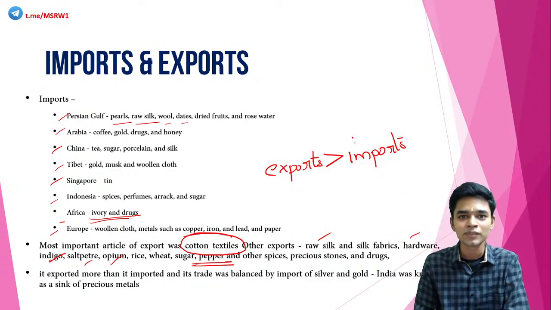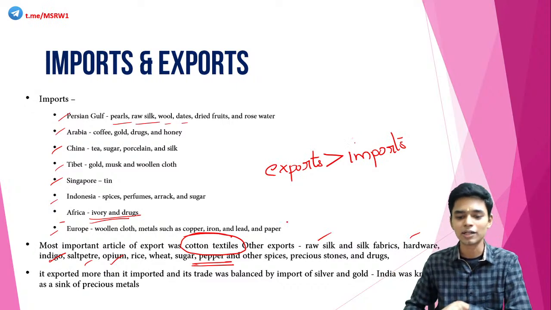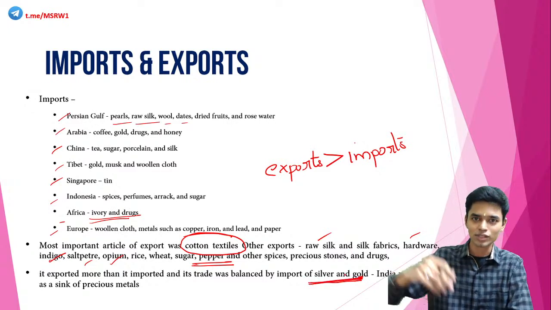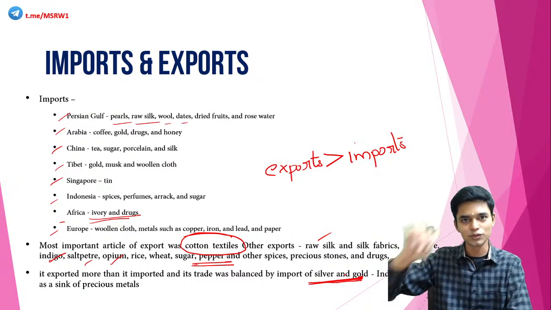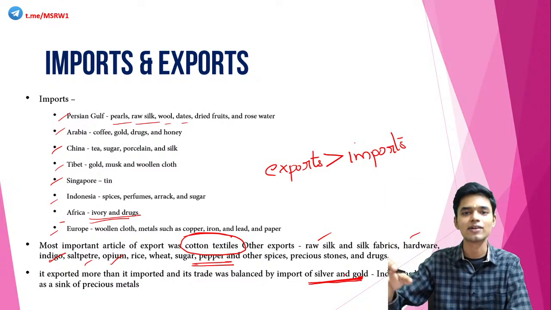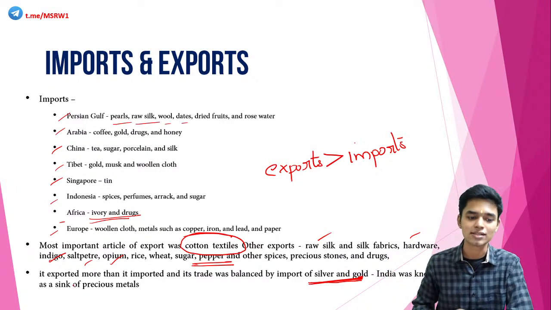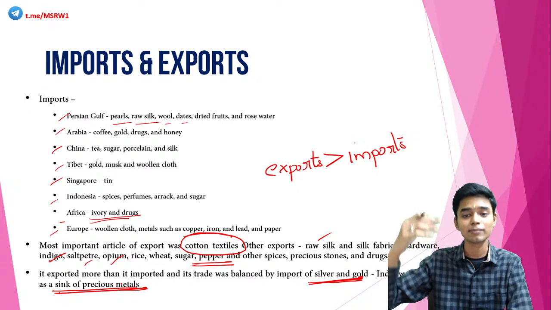So what happened? It had to be compensated, right? So this compensation came in the form of precious metals, especially silver and gold. This imbalance in trade was balanced by the infusing of more precious metals like silver and gold into India. And India, around this time, came to be known as the Sink of precious metals, because Indian exports were much higher than imports.